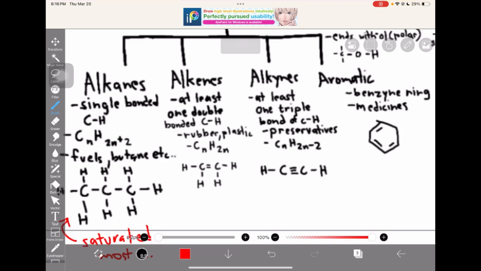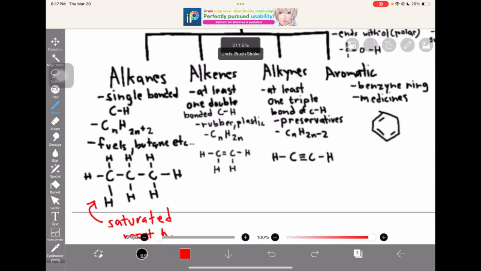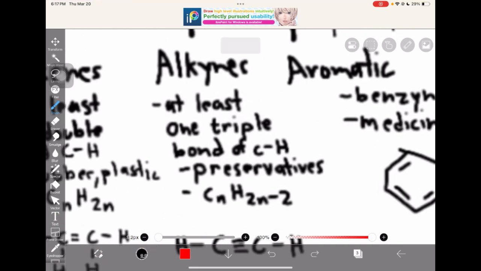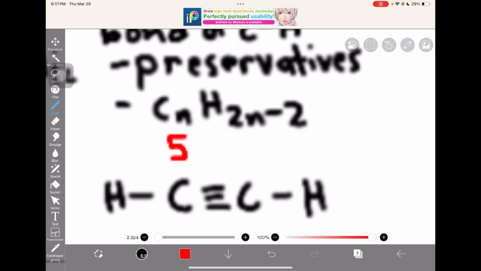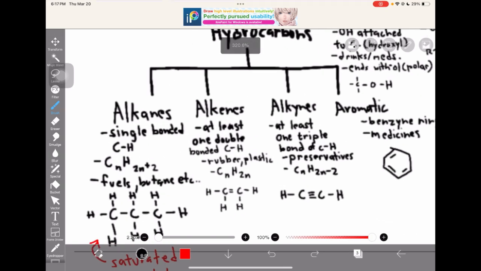Meanwhile, alkenes and alkynes are both unsaturated. Let's now move on to alkynes. Alkynes have at least one triple bond and are used in preservatives, and they follow this formula. So for 5 carbons, we have 10 minus 2 hydrogen, which is 5 times 2, that's 10, minus 2 hydrogen. So that means it's 8. So that's how we solve for the amount of carbon and hydrogen.